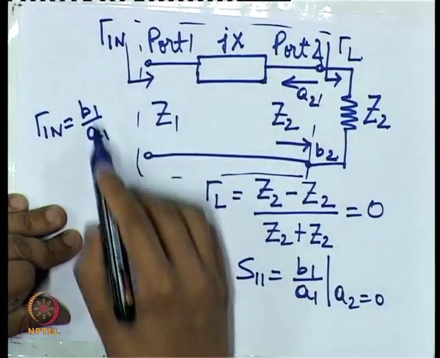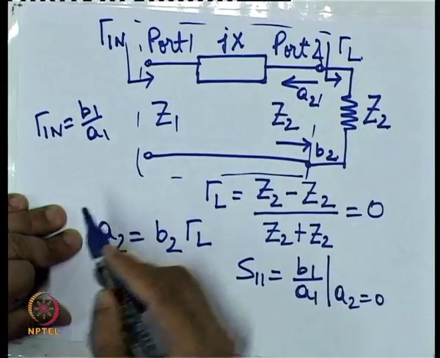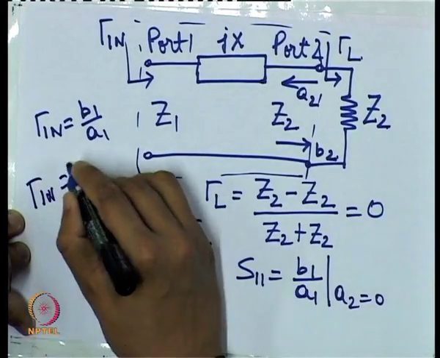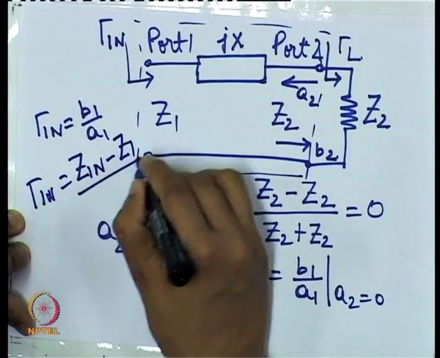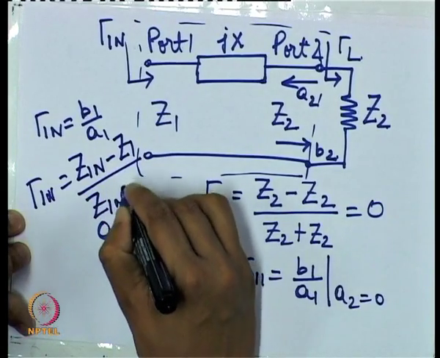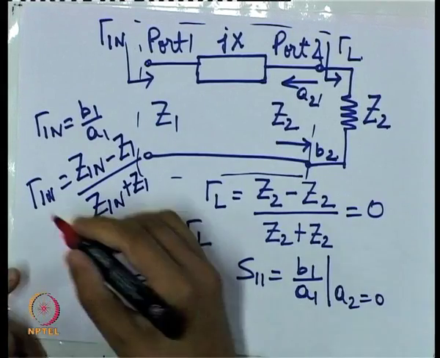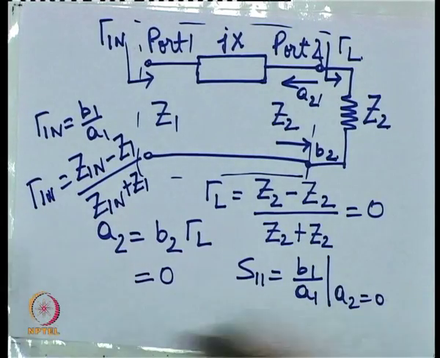will be equal to the gamma in for this whole circuit. By whole circuit I mean this circuit plus the load Z2. Now, gamma in itself we know is equal to Z in minus the characteristic impedance at port 1 upon Z in plus Z1. So if we can find out what Z in is, then we can find out gamma in, and hence S11. So let us see what Z in is for this circuit.